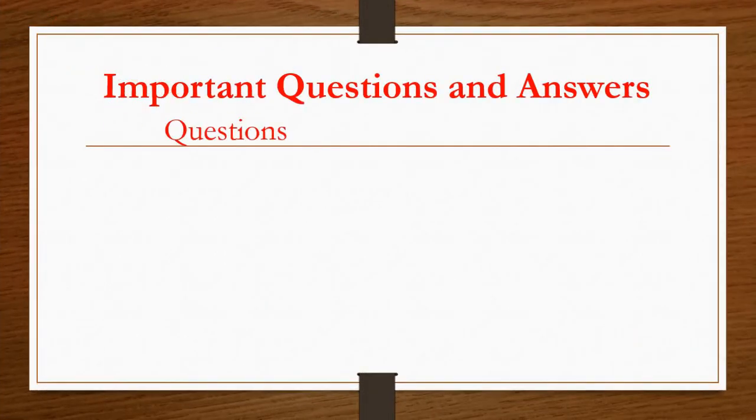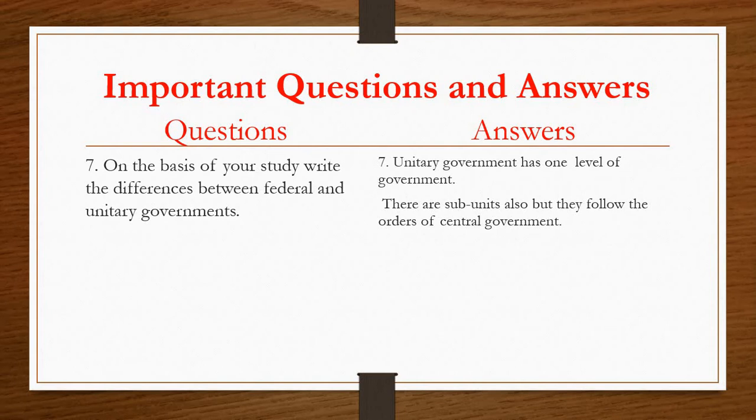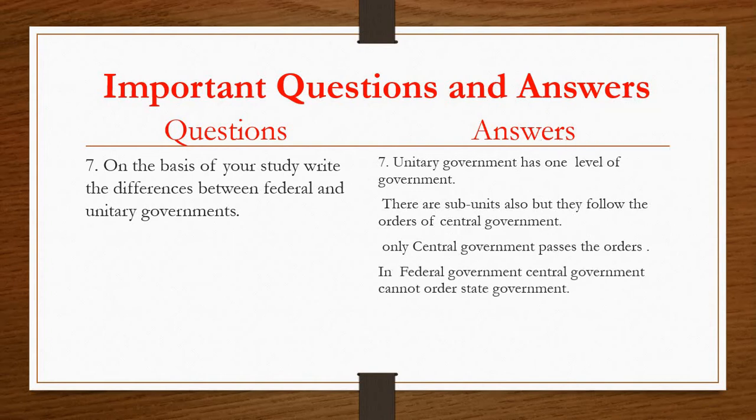Now the next question is, on the basis of your study, write the differences between federal and unitary governments. Unitary government is one level of government. There are subunits also, but they follow the orders of central government. Only central government passes the orders. In federal government, central government cannot order state government.